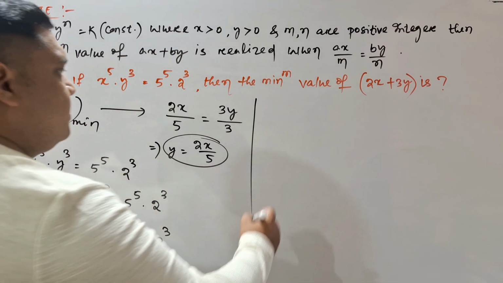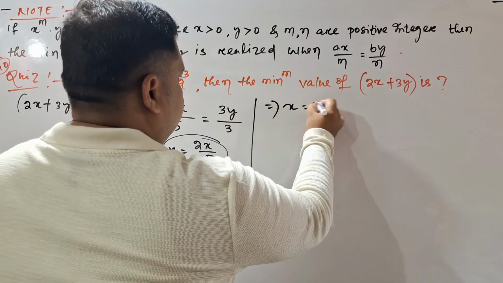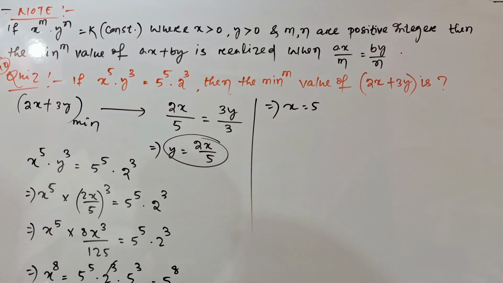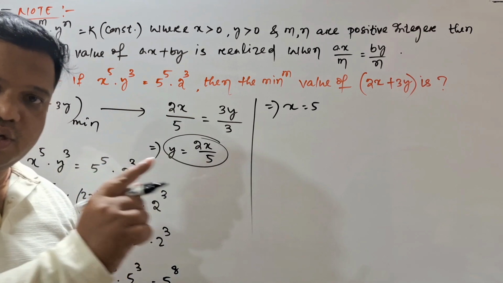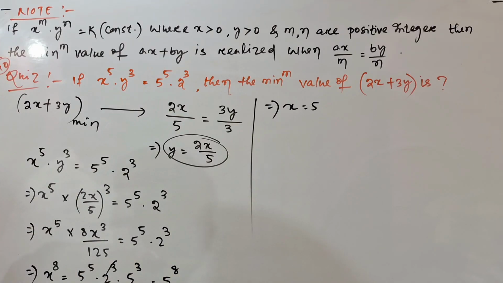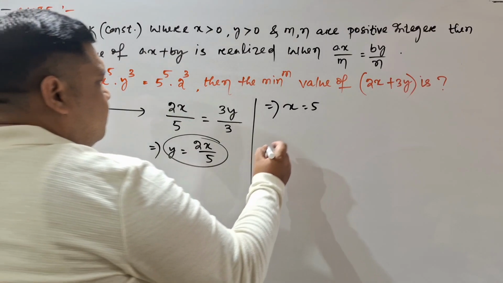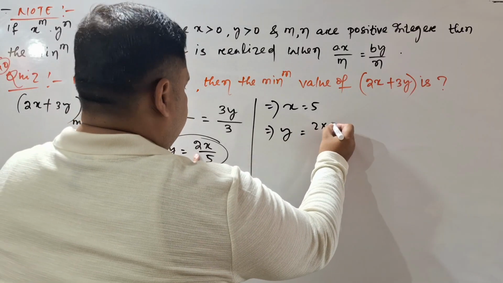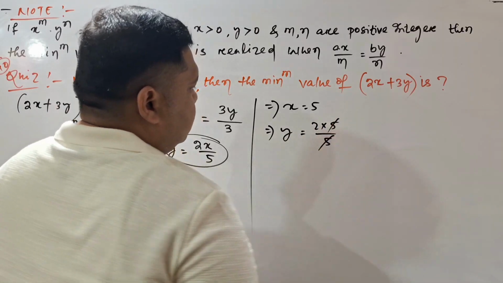So x is equal to what? Here x is equal to 5. Okay, x to the power 8 is 5 to the power 8. So if I am going to find x, x becomes how much? x becomes 5. Clear? The power is the same, so you can equate the base, the equal symbol is there. Now if x is equal to 5, what is the y value? Now 2 into 5 by 5. So the y value is 2.